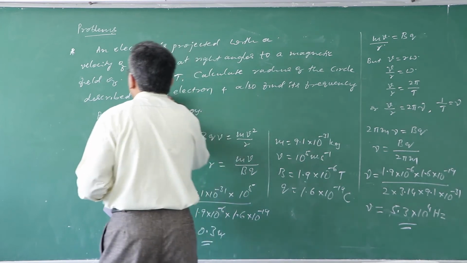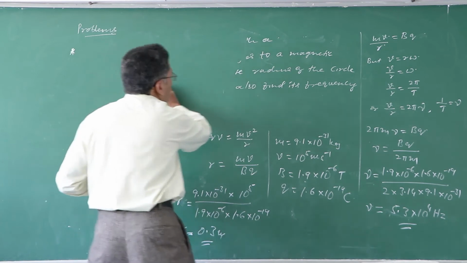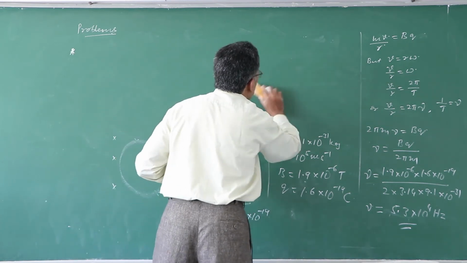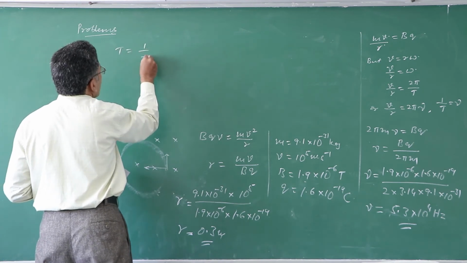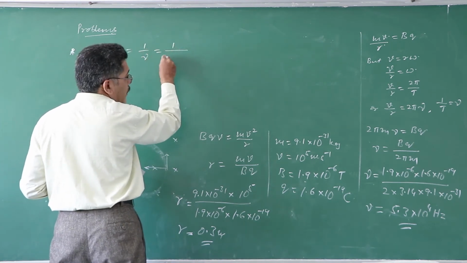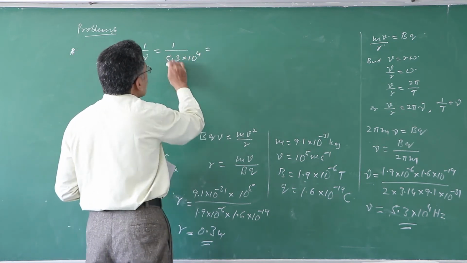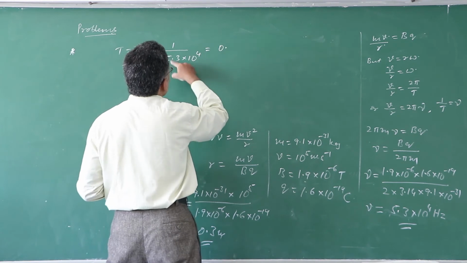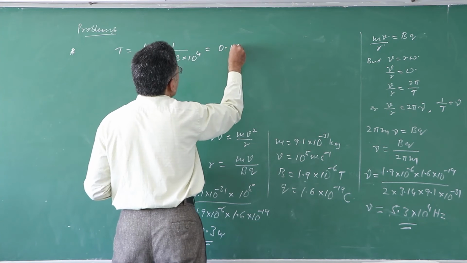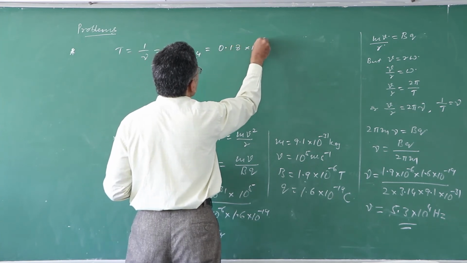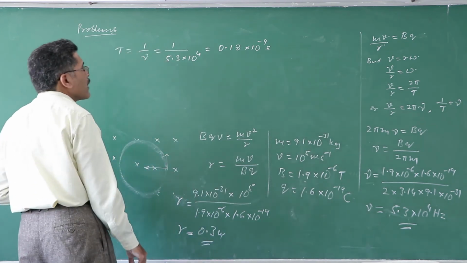If you want to know the time period, the time taken for one revolution, the time period is given by T is equal to 1 by nu. This is equal to 1 by 5.3 into 10 raised to 4. This comes out to be 0.18 into 10 raised to minus 4 second, or about 1.8 into 10 raised to minus 4 second.